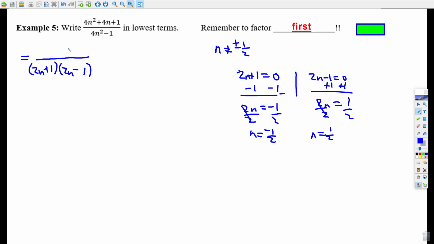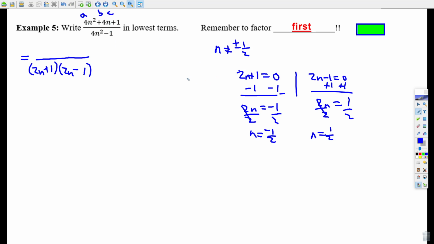Now we have to factor the numerator. This might take us a little bit because I don't know if you noticed this, but there is no GCF between 4, 4, and 1. That means we got to do the AC method the long way. Here we go. So we're going to have to do the ABC on top.